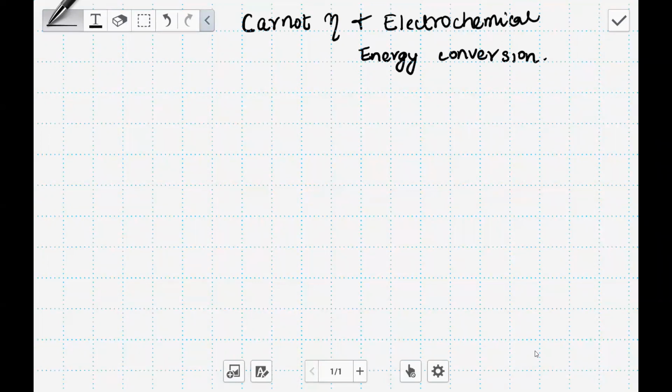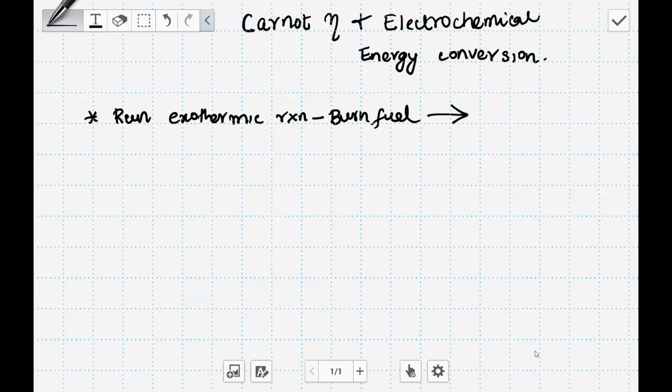So to appreciate this, first we have to interpret certain things in molecular terms. What's the typical energy conversion process? If you go to a coal power plant, or some power plant based on hydrocarbons, you typically run some exothermic reaction. You burn fuel to generate heat. When heat is generated, it is used to generate steam.